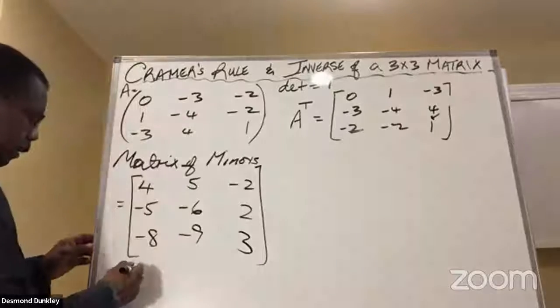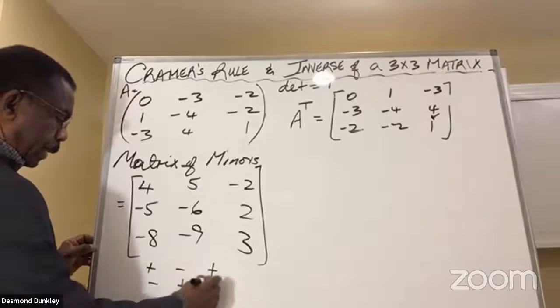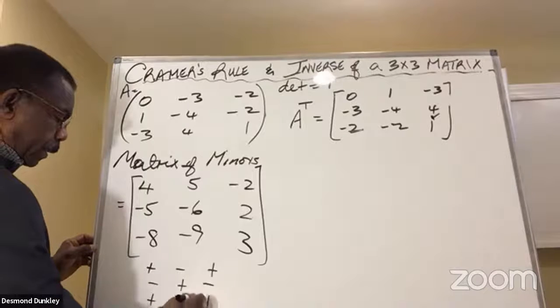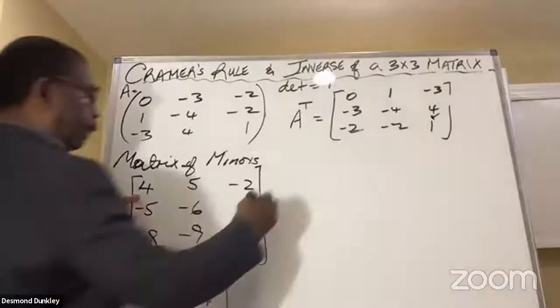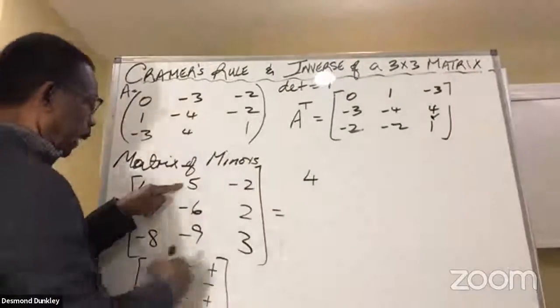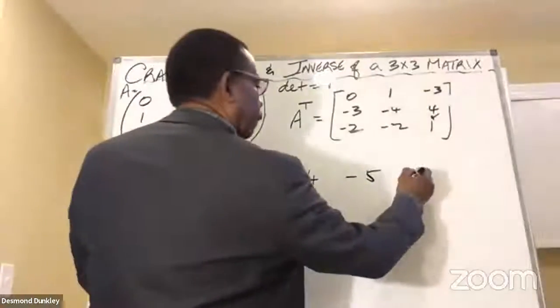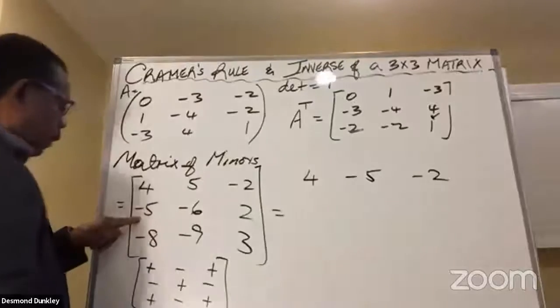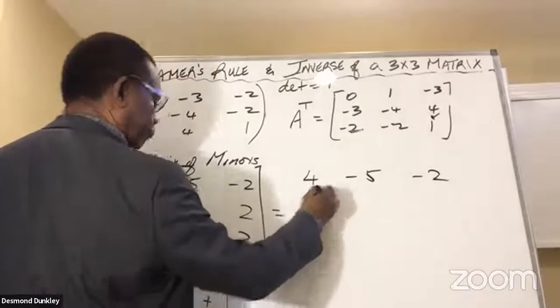Let me make it smaller. Plus, minus, plus. Minus, plus, minus. Plus, minus, plus. So this remains the same, so it's equal to 4. This changes to negative, so it's -5. This remains the same, -2. This changes sign, so this becomes 5.